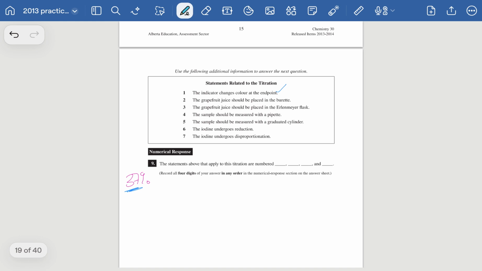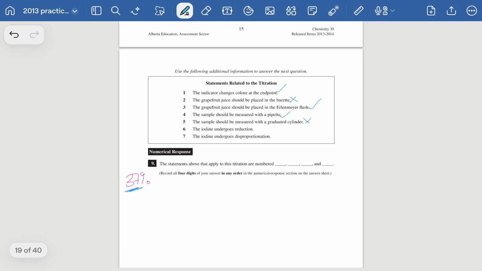The grapefruit juice should be placed in the burette. That is not true. It should be in the Erlenmeyer flask, because that is what we're going to react with, and we are figuring out how much of the I2 we need. The next one, the sample should be measured by a pipette. If you're measuring out 10 mL, a pipette is going to make you the most accurate, not the graduated cylinder.